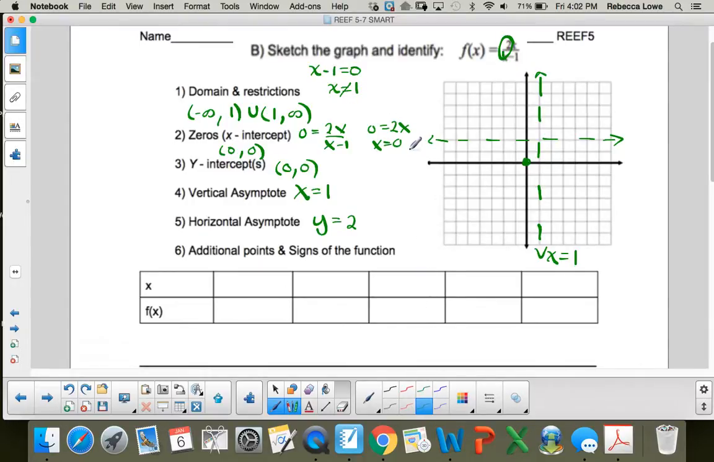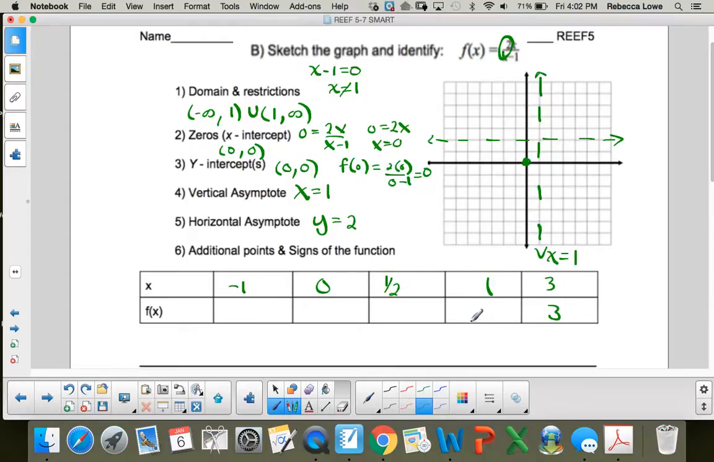When you find the y-intercept, you plug in 0 for x. So I got 2 times 0 over 0 minus 1. That has to be 0 because 0 divided by anything is 0. So we have the intercepts now. And again, we could pick some additional points and substitute them in to get an idea for what the graph looks like. So I just picked a few points, plugged them in for the x value, and got my outputs.